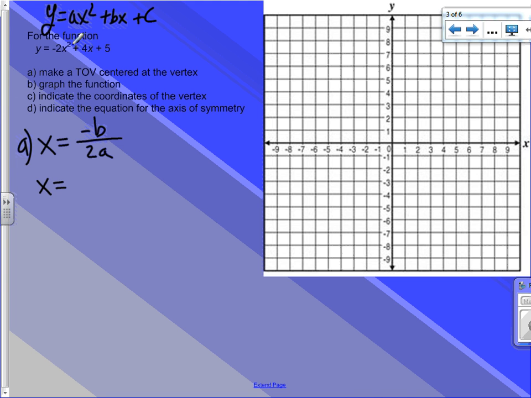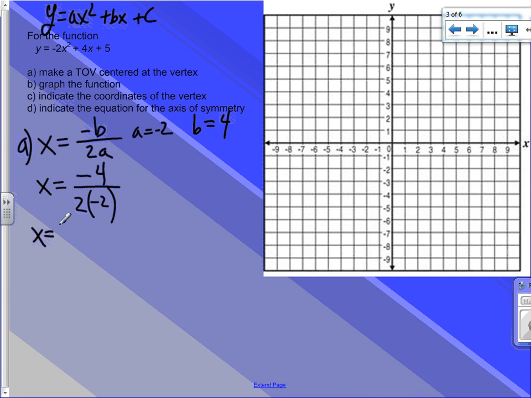What number is in front of our x squared? That's -2. So a is -2. What number is in front of our regular x? Okay, 4. That's our b value. So you see, I'm just matching things up. A is in front of x squared, which is -2. B is next to the regular x, which is +4. We're going to plug these two numbers, -2 and 4, into our formula and simplify and see how much our x is.